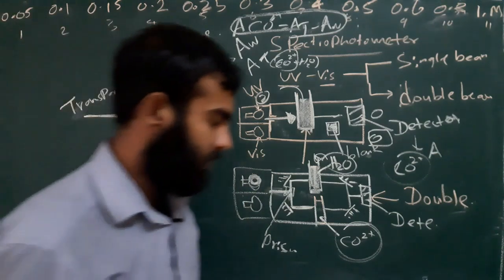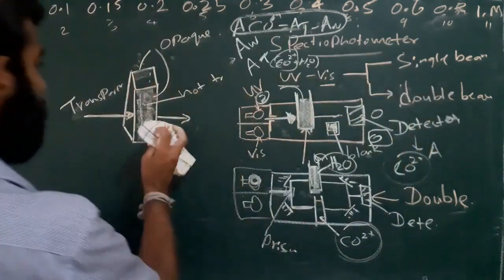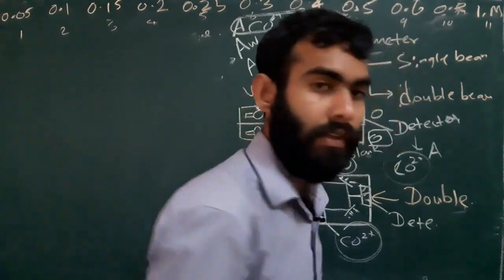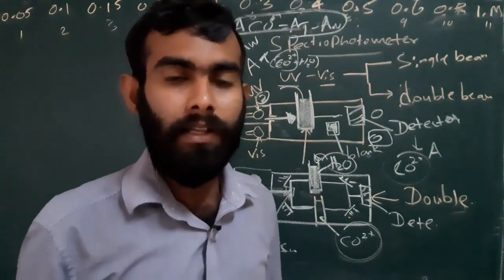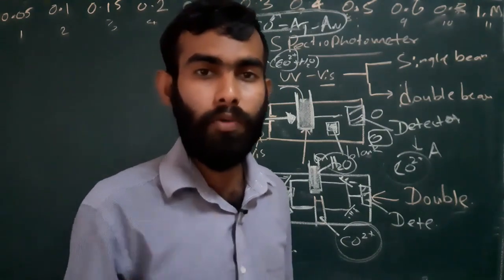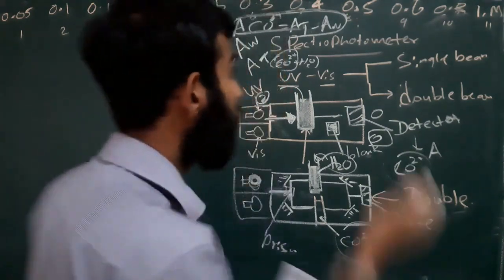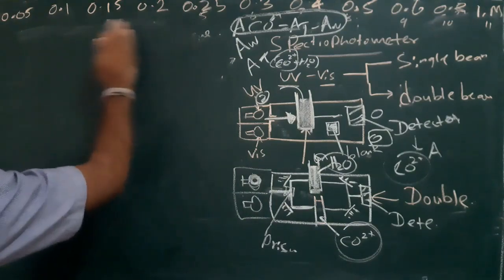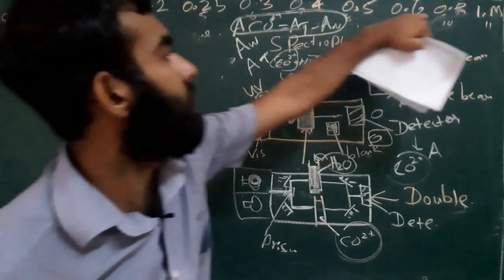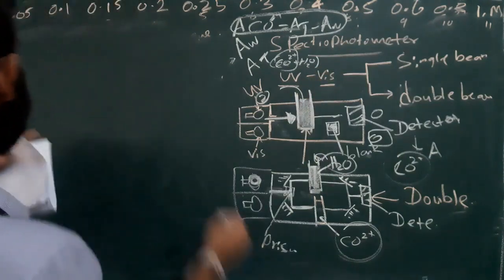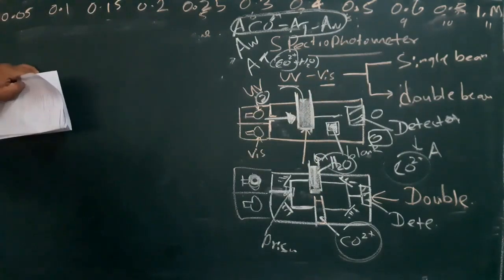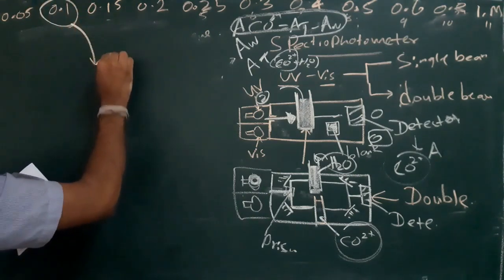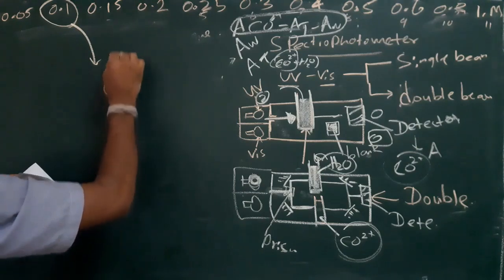Okay, now we will move to the experiment. First of all, we have to get the lambda value of maximum absorbance, the maximum absorbance wavelength of this cobalt solution. However, I will select one of the lowest concentrated solutions from this series. There are 11 solutions. I will select the lowest concentrated solution here, 0.1. I will select the 0.1 solution, that is in the volumetric flask.